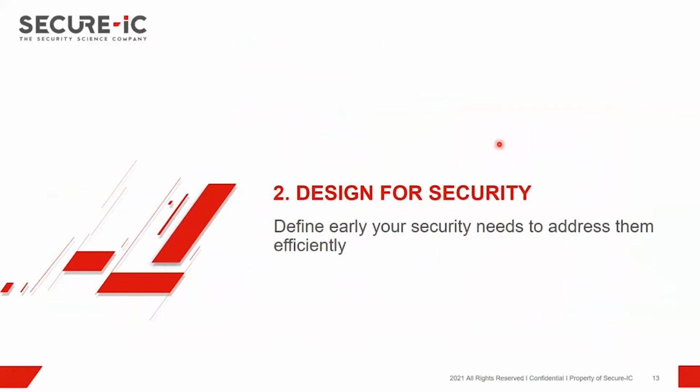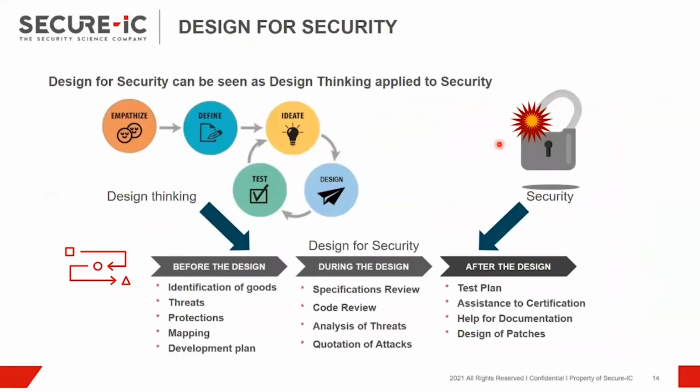Let's move to some detail regarding the design for security methodology. The design for security can really be seen as design thinking applied to security. It means that it is a progressive path during your design. It starts with some steps before the design, with identification of the assets and the goal, identification of the potential threats, etc. During the design, there is some analysis regarding these threats, with code review, and also after the design with the certification, the test plan, etc.